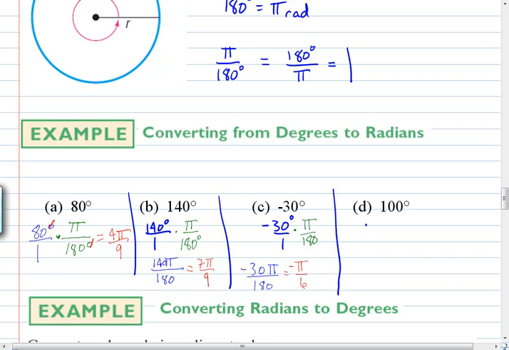And then we do the same thing for 100 degrees. We're going to multiply it by pi over 180. And we end up with, this reduces to, like you said, 5 pi over 9. If you forget what to multiply by, go back to your circle and remember that 180 degrees is equal to pi radians, and you just set up a ratio between 180 and pi.